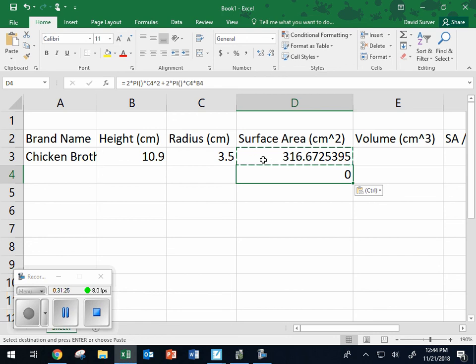Can someone give me one of their cans? A second can that they had. Who here can give me just one of the cans they had? I just need the height and the radius of their second can. Come on. Bobby, did you have a second can that you can use? Yeah. Okay.